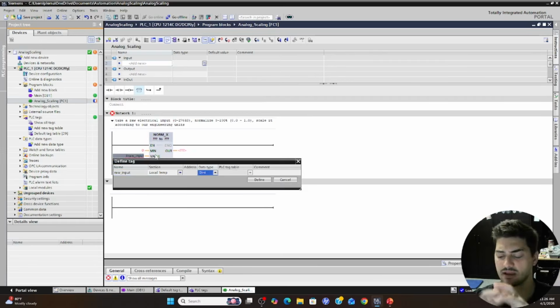So we're creating a function that will let us scale all of our analog inputs. We'll make this reusable. So we'll make it what's called a local in, meaning it needs to get passed into this function when we call it.